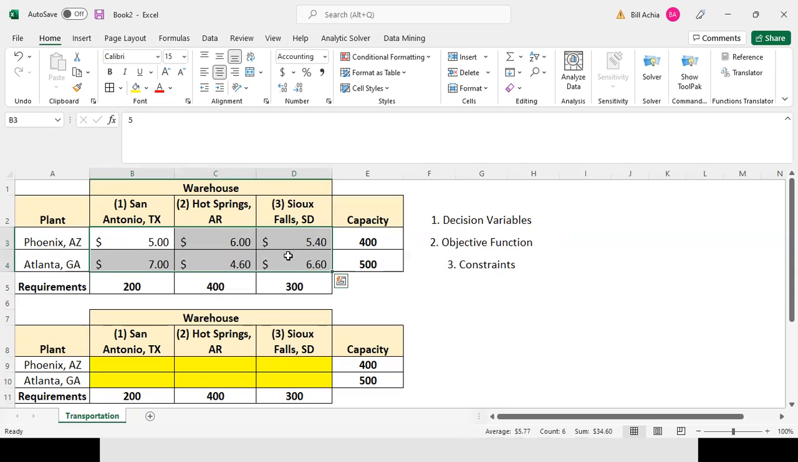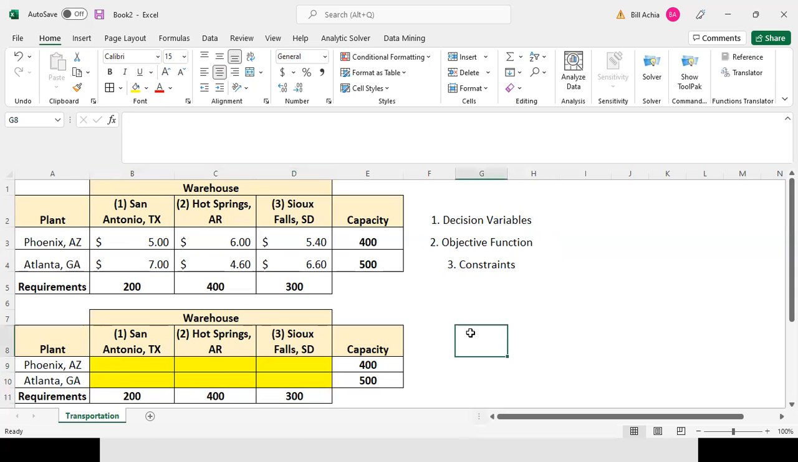Okay, now how do we calculate cost? Cost is going to be a function of these costs here per ton multiplied by however many tons we move. Okay, now notice we don't have information on how many tons we're moving here. We just know we have the cost to move a ton, but we don't have the total tons here. But I know that San Antonio requires 200 tons. I don't know whether it's going to come from Phoenix or whether it's going to come from Atlanta. Hot Springs requires 400 tons, and Sioux Falls requires 300 tons.